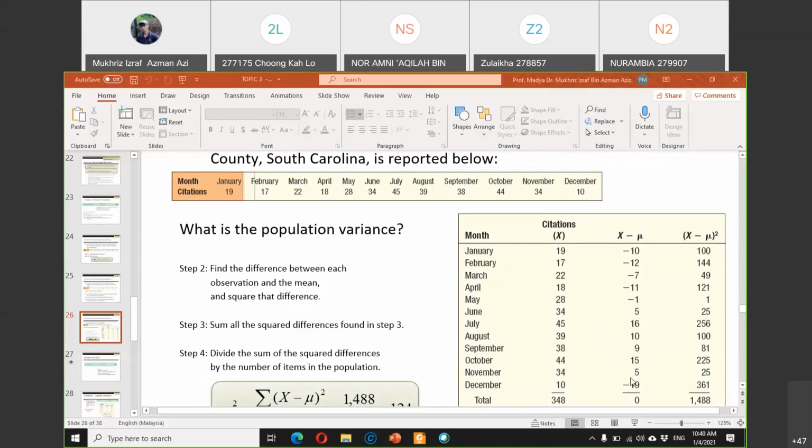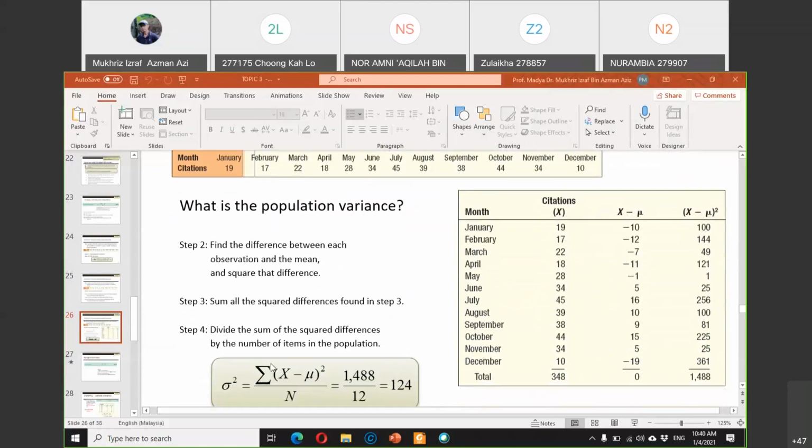So you repeat the process and then you take the square, X minus mu squared, and then you sum everything. The summation is this one, 1488. So basically, this is the deviation from the mean. Every item you minus with the mean, because you want to know how far each item is from the mean value. That is why we call variance and standard deviation the measure of spread from the mean. You want to know how your data is spread when you compare with the mean value, whether your data is located around the same number.